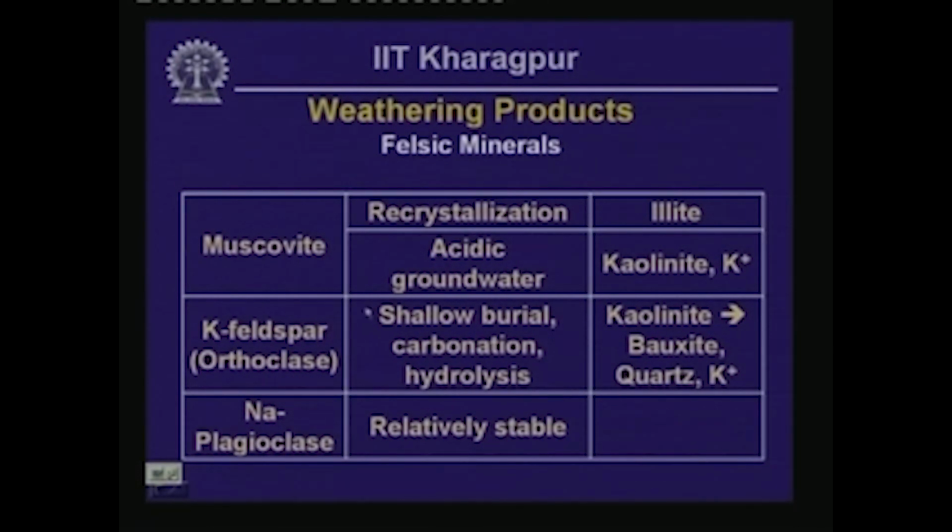Muscovite recrystallizes to form illite, or in the presence of acidic groundwater it gives rise to kaolinite and releases potassium ion in the solution. Orthoclase, in case of shallow burial, carbonation and hydrolysis, gives rise to kaolinite that eventually leaches to form bauxite. It also gives rise to the formation of quartz and potassium release.